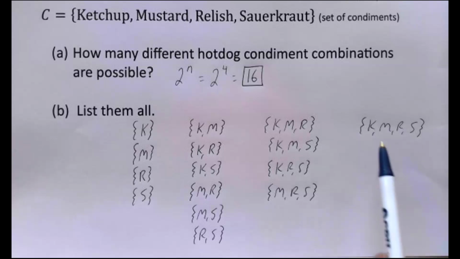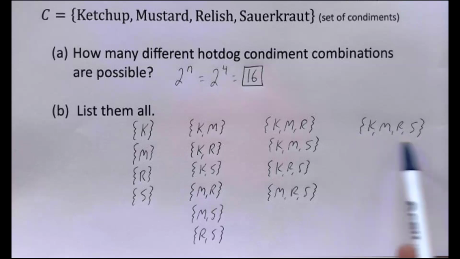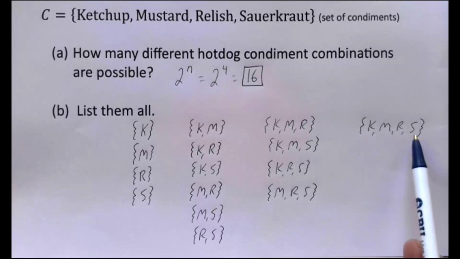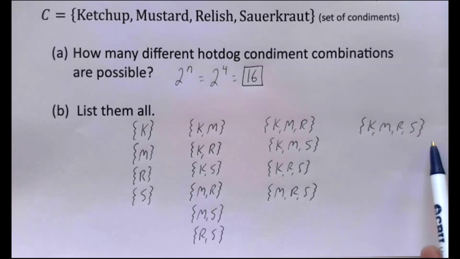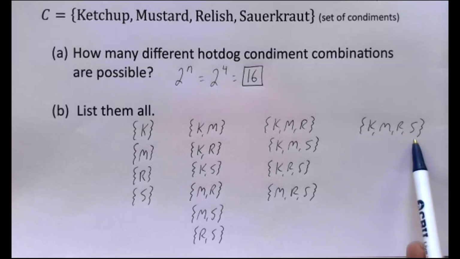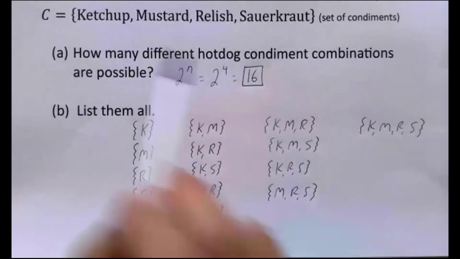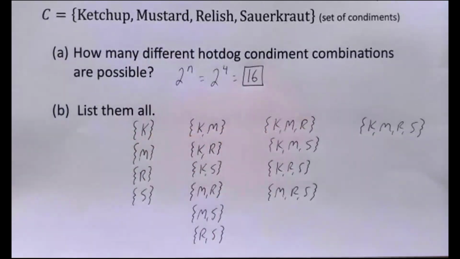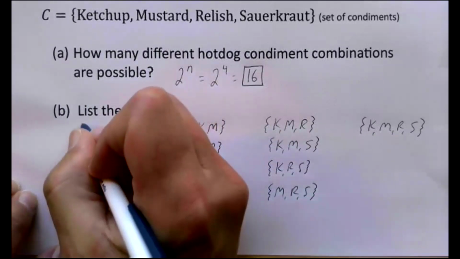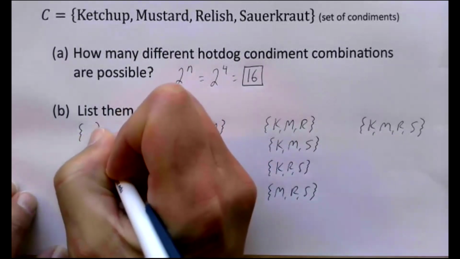You could certainly order a hot dog and say, give me everything. Give me the works. I want ketchup, mustard, relish, and sauerkraut on it. I want everything on it. That is technically considered a subset of itself because everything in this one also shows up in the original. So now we're at 15. Remember that last one that I said some people forget about? That's the empty set.